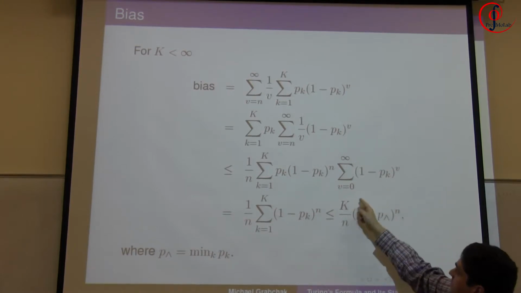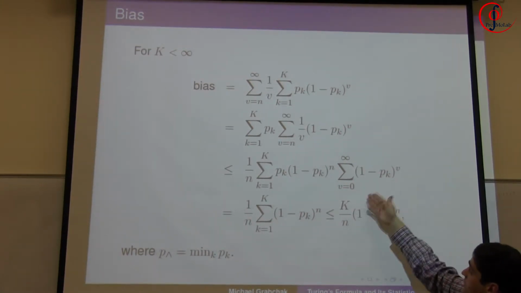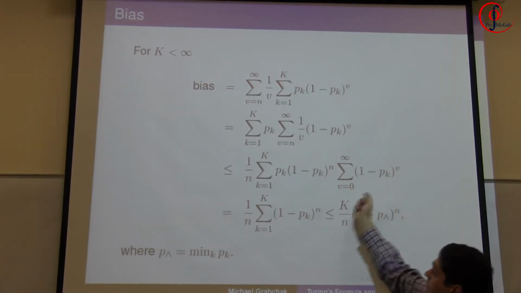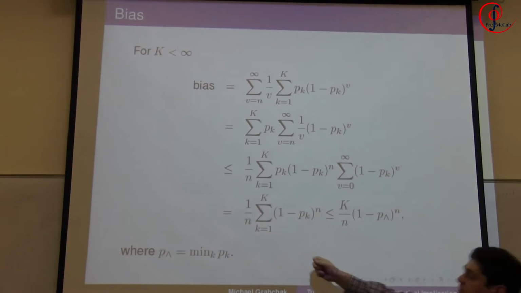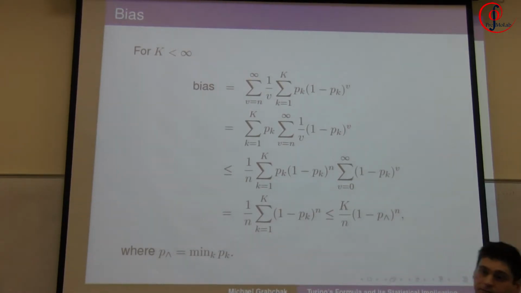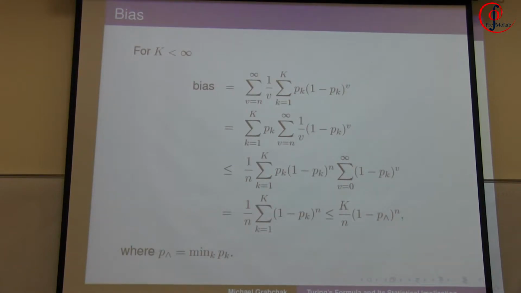Right, and rewrite our summation, and then by geometric series, this will just converge to 1 over pk, killing this 1 over pk here, and leaving this representation for the bias. And this representation for the bias is always an upper bound on the bias, even in the case where we have an infinite number of categories.